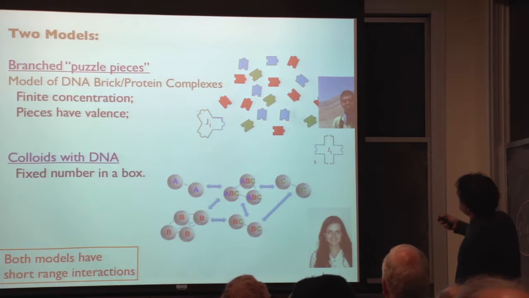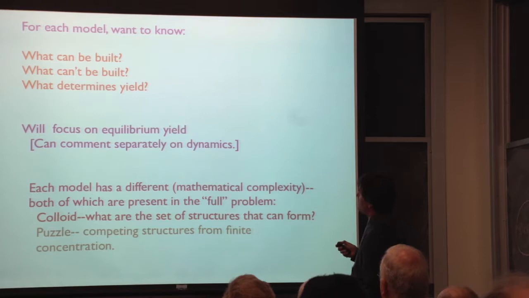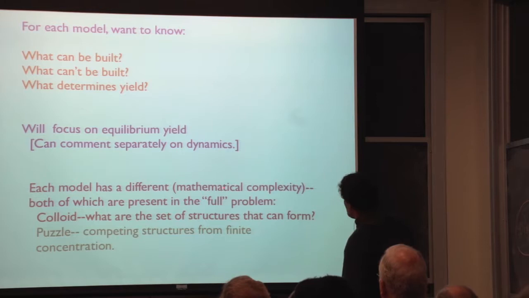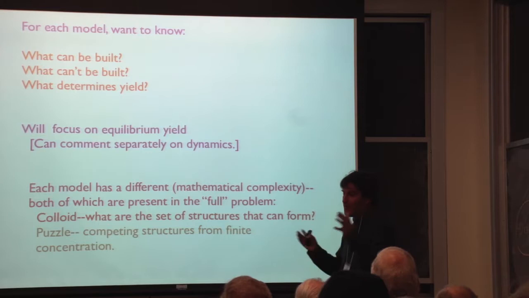So for each model, these are going to be equilibrium calculations. We want to know what can be built, what can't be built, what determines the yield. And every model has a different mathematical complexity, both of which are really present in the full problem. The full problem is you just put stuff of all shapes in a jar, and you do this.